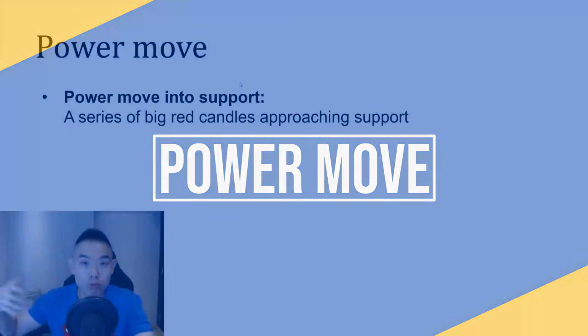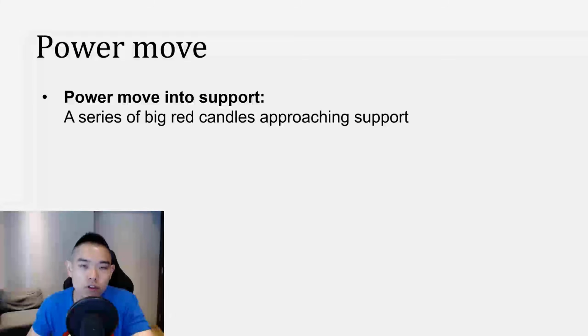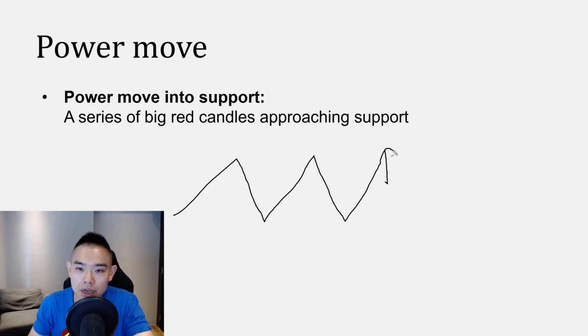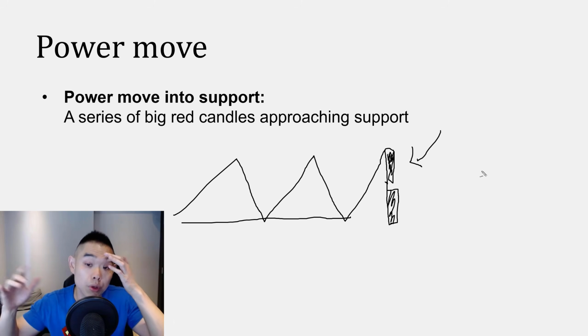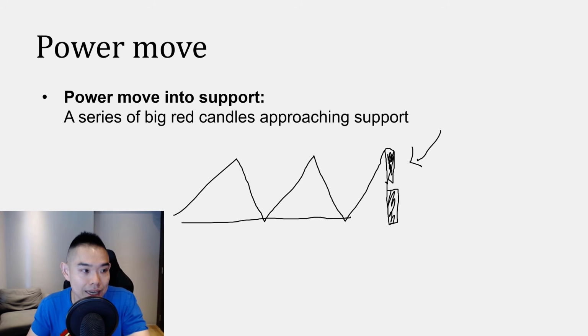So a power move into support is where you notice a series of big bearish red candles coming into support. Let me give you a quick illustration. Let's say the market is in a range, it goes up, comes down, goes up, comes down, goes up, and then it starts coming down. This is a big red candle. This is another big red candle, coming into this area of support. So this is what we call a power move. I'll share with you a chart example later on so you can understand it better.